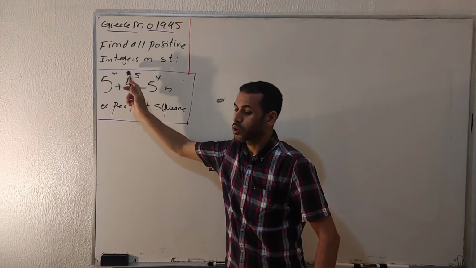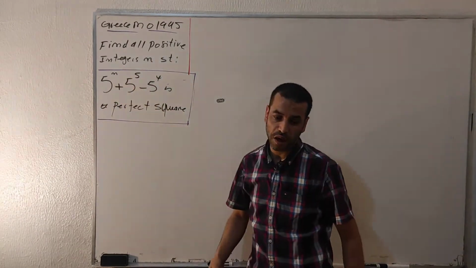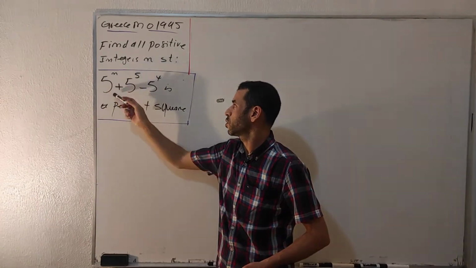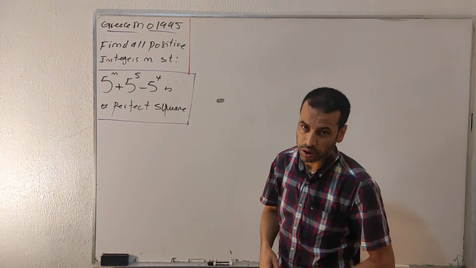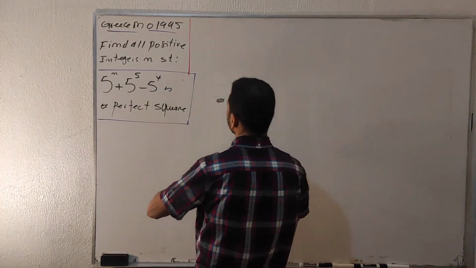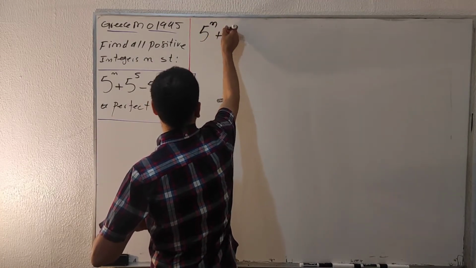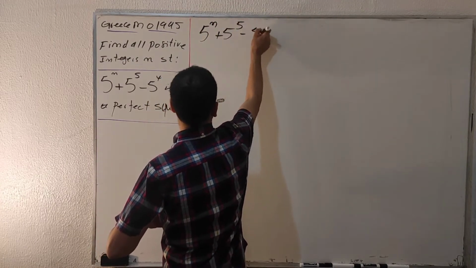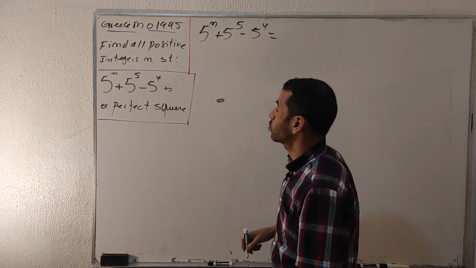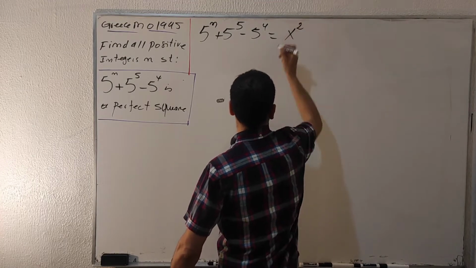On the way to the solution, we are going to check whether n is odd or even. There is a nice way to check the parity. We check congruence. Now let's go through this. We have the expression 5 to the n plus 5 to the 5 minus 5 to the 4. We are saying this term is a perfect square, which means it can be written in the form of x squared.